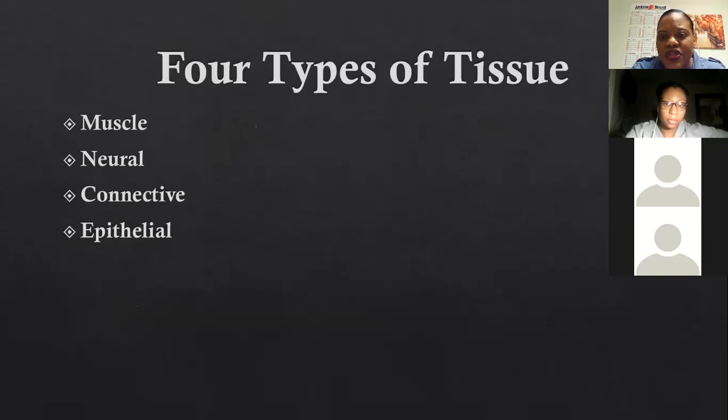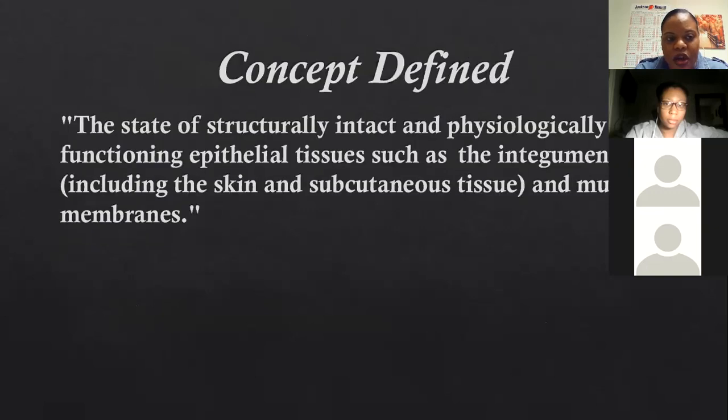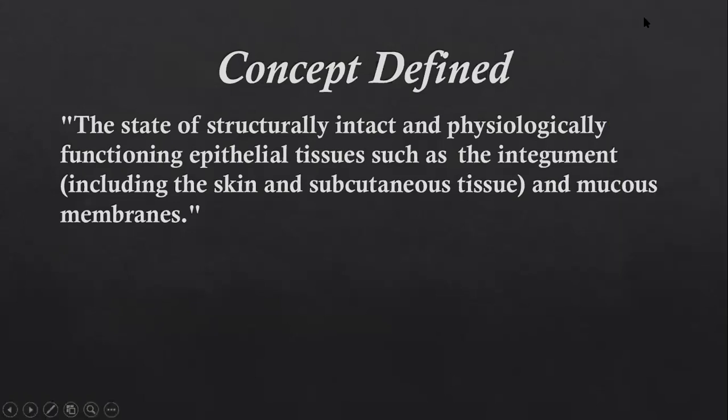So there are 4 types of tissue that we'll be talking about just a little bit. That's gonna be muscle, any kind of neural, any kind of connective tissue, and also epithelial. So did we all get a chance to do our reading? No. Okay, so just make sure y'all touch on that, okay?